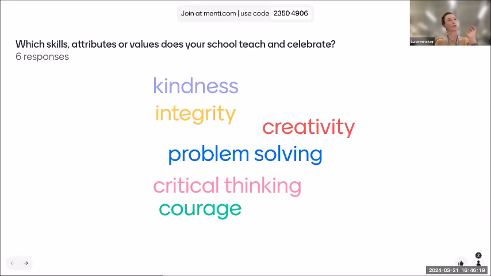Okay, I'll give everybody a couple more moments to put any answers in, or just to use this as a moment for quiet reflection, thinking about the skills that are important in the school that you work in. One moment.